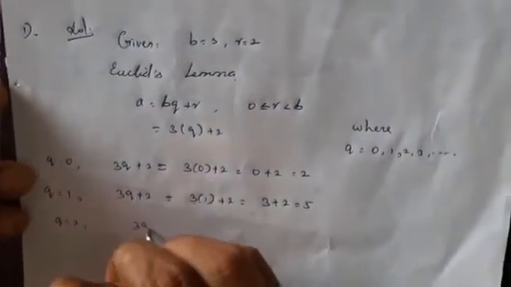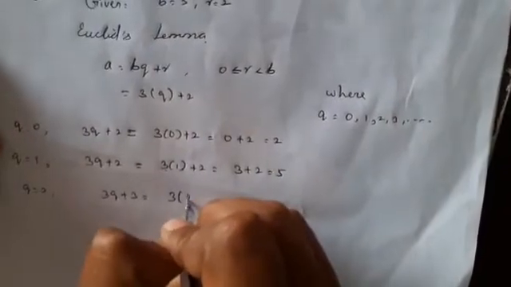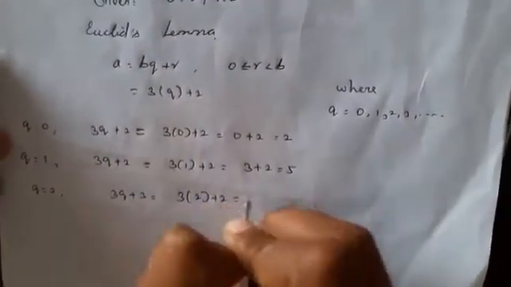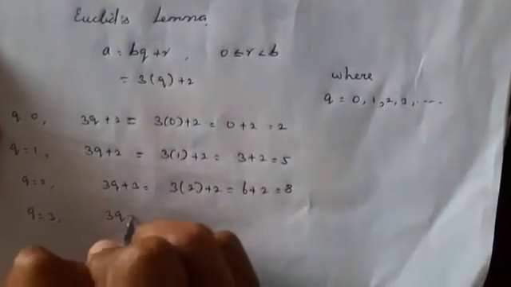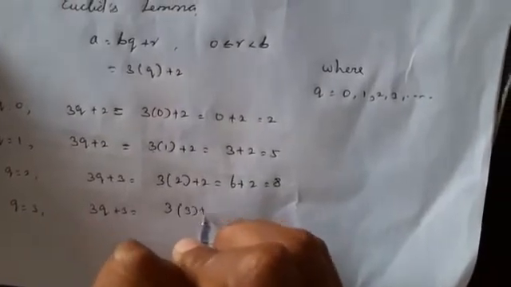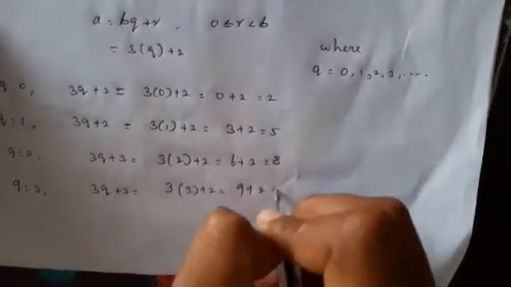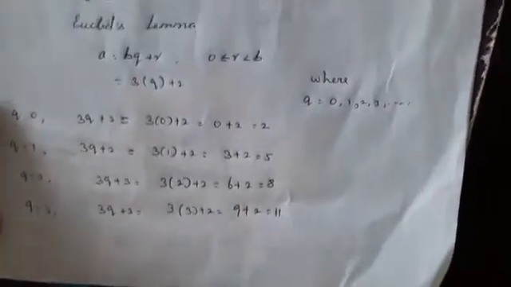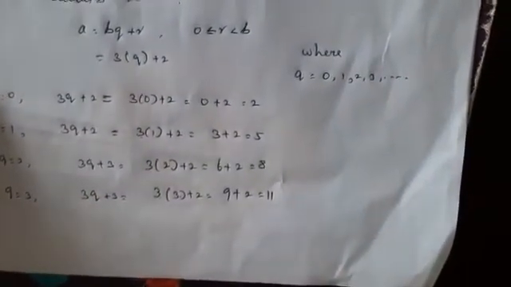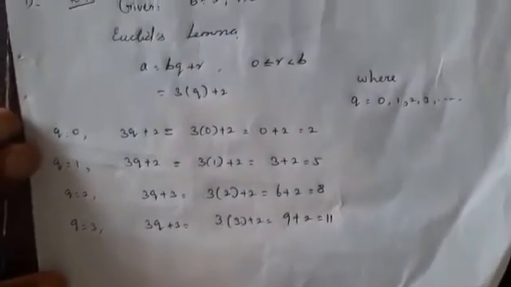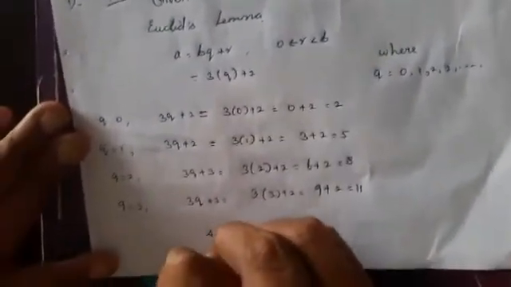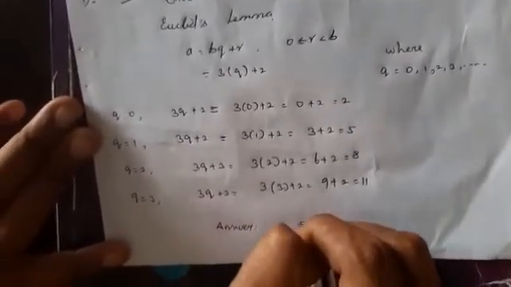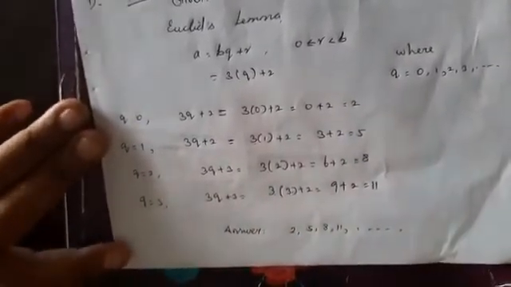Q is equal to 2: 3 into 2 plus 2 is equal to 6 plus 2, which is 8. Q is equal to 3: 3 into 3 plus 2 is equal to 9 plus 2, which is 11. So finally, the answer is all positive integers which, when divided by 3, leave remainder 2: 2, 5, 8, 11, etc.